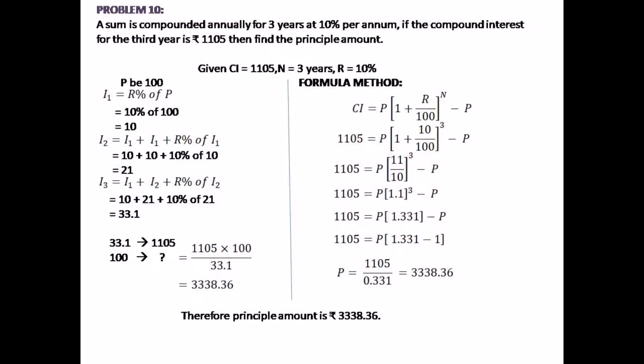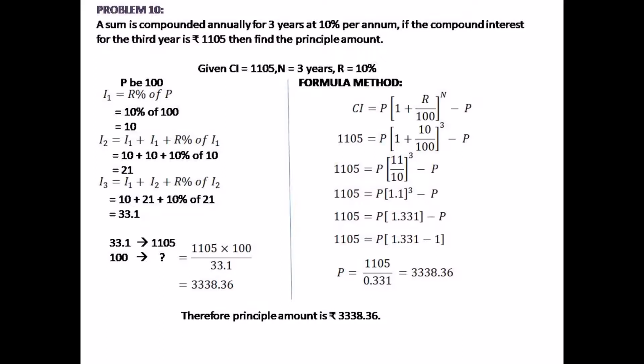I2 equals I1 plus R percent of I1, that is 10 plus 10% of 10. Gives I2 is 21. I3 equals I1 plus I2 plus R percent of I2, that is 10 plus 21 plus 10% of 21. Gives I3 is 33.1. If 33.1 gives 1105, then 100 gives what? Cross multiplying both sides, we get 1105 into 100 divided by 33.1 gives 3,338.36.